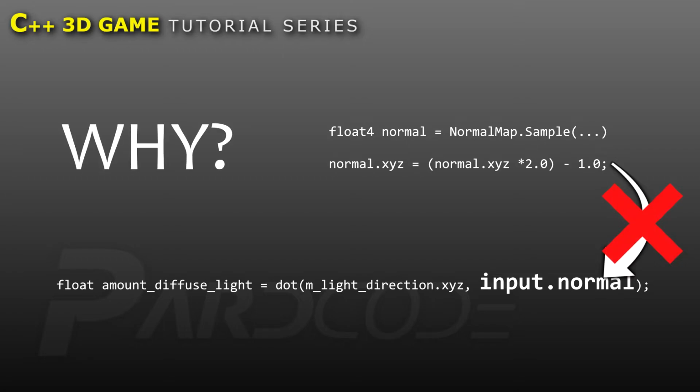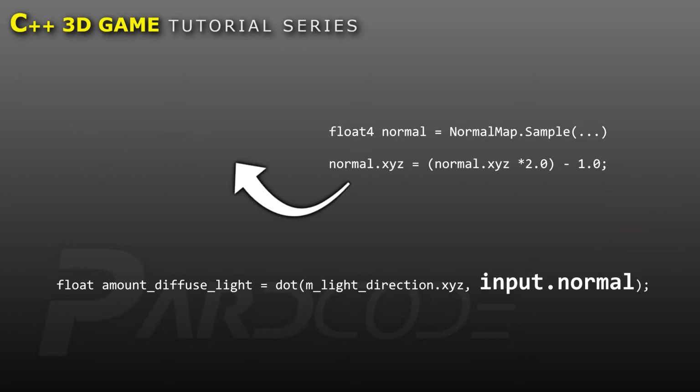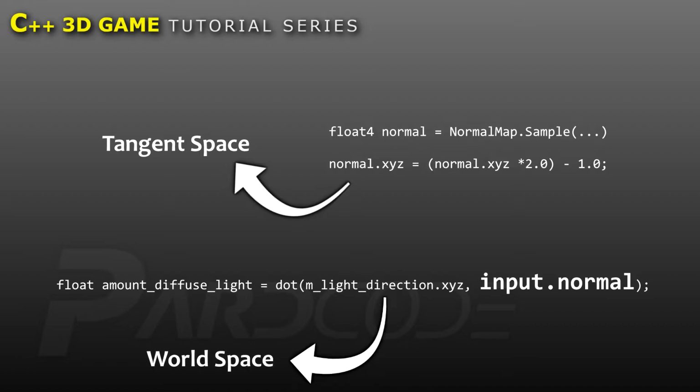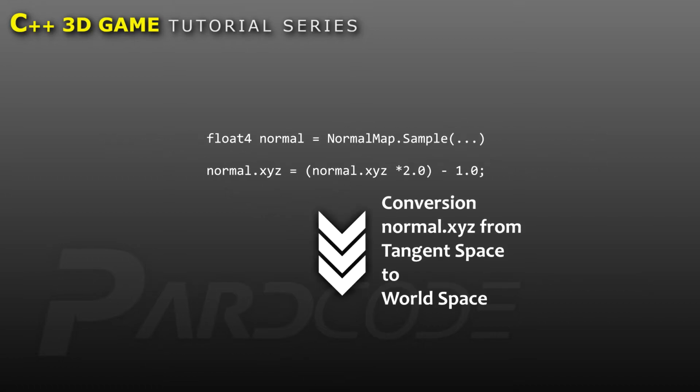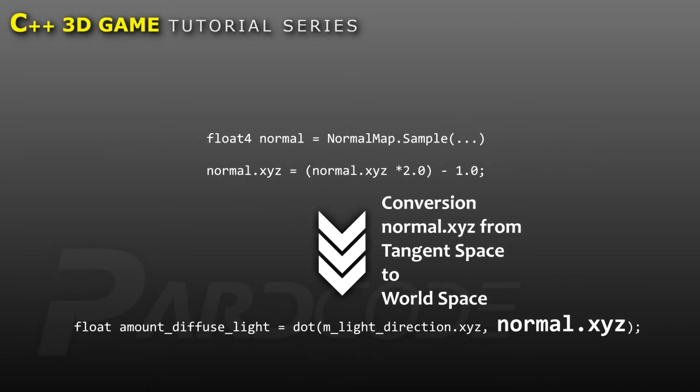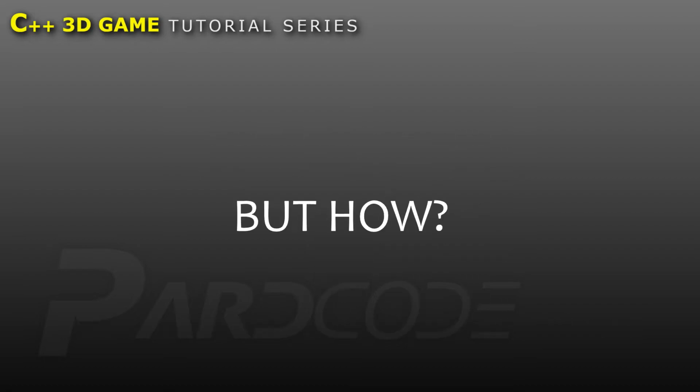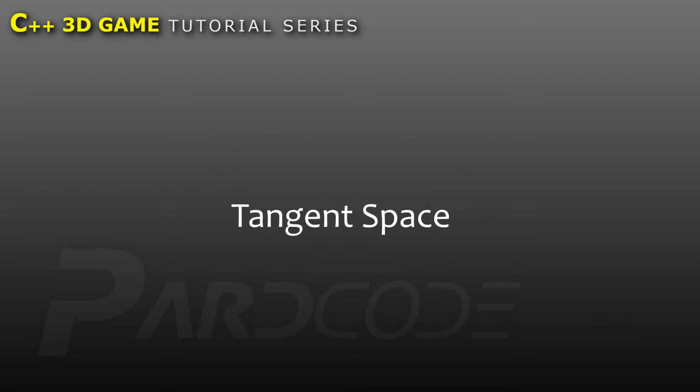Why? Because the normals we get from a normal map are expressed in tangent space. The light direction and the other vectors used in the Phong model are, instead, in world space. So we need to find a way to convert the normal from tangent space to world space. But how? First of all, let's see what the tangent space is.